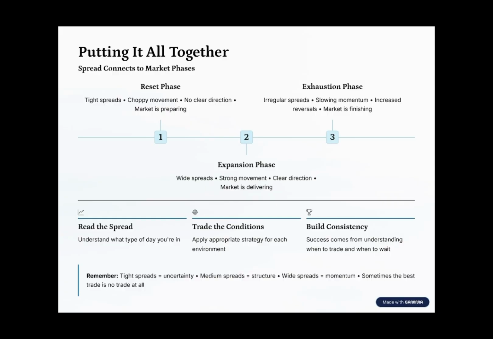And with consistency comes success as you understand where to trade and when to wait. Just a quick recap again on the spreads. Tight spreads equals uncertainty, medium spreads equal structure, and wider spreads equal momentum. Sometimes the best trade is no trade at all. Learn to remain patient, learn our levels within the system along with the spreads, and you will be amazed how well they work together. In the next video, I will discuss understanding the zone model.